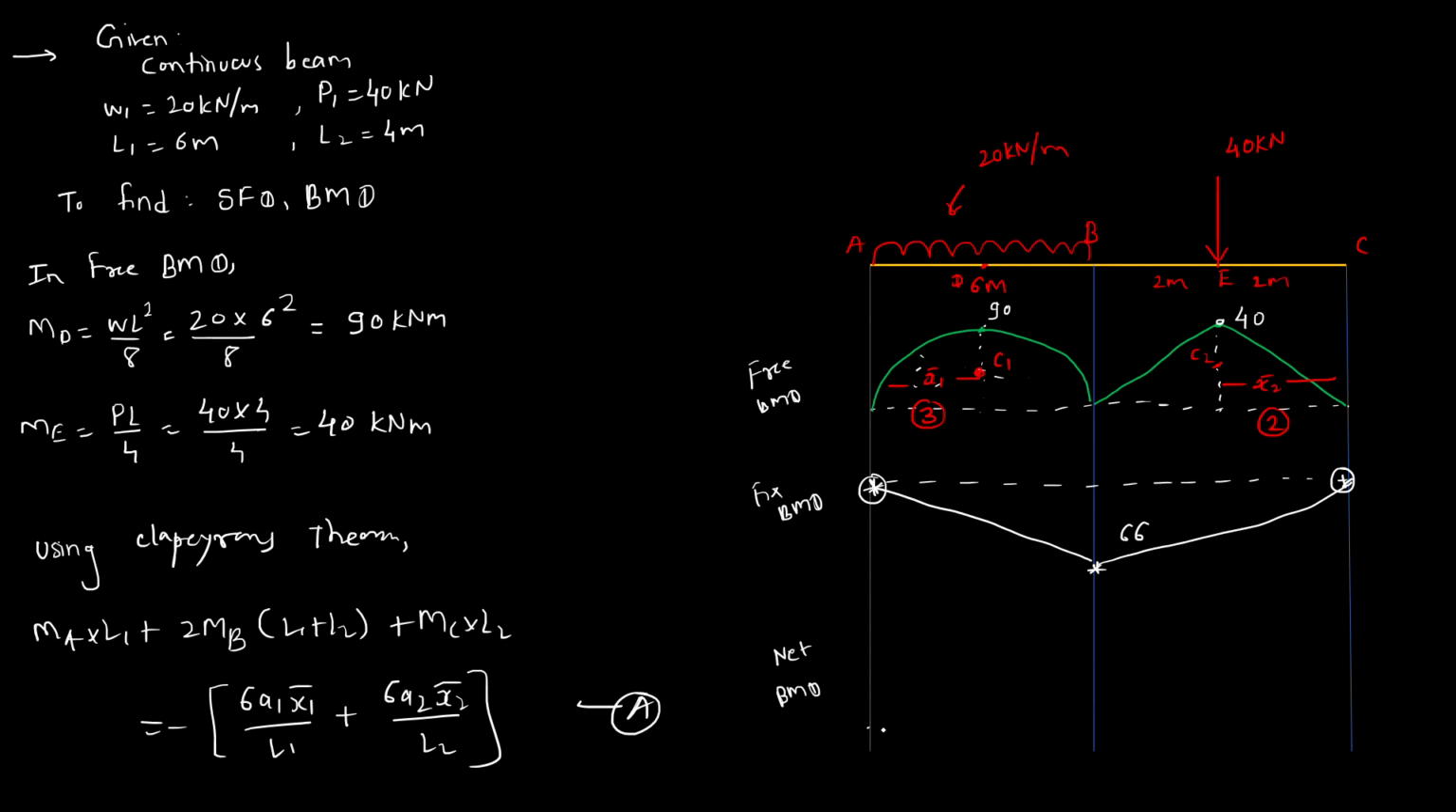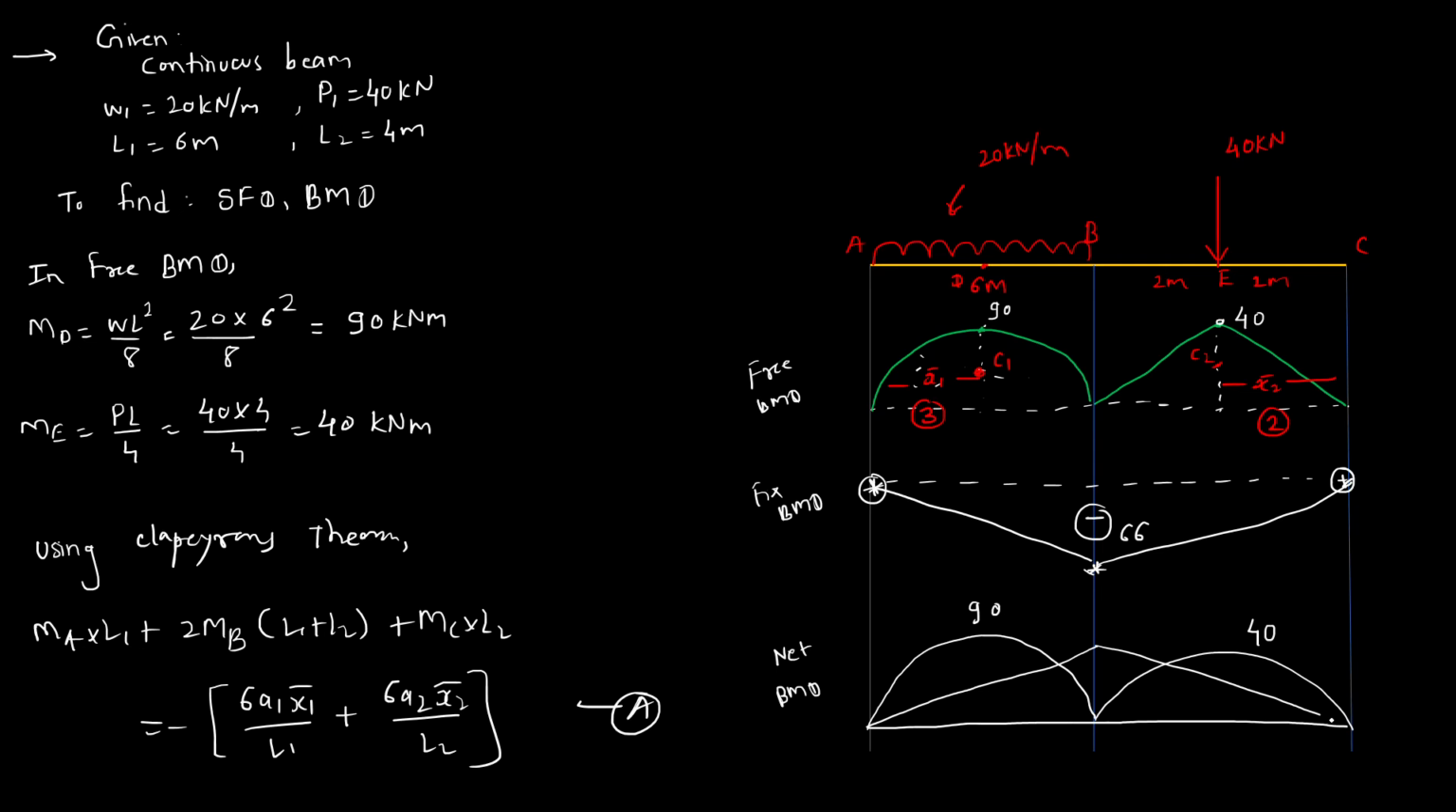Now how to draw the net bending moment diagram? Combining the free and fixed bending moment diagrams. The free bending moment diagram, this is 90, then this is 40, and overlapping it with the fixed bending moment diagram, this is 66. Now here this is all positive and this is negative. Points F and G are points of contraflexure.